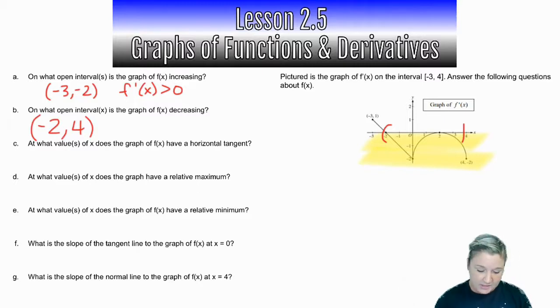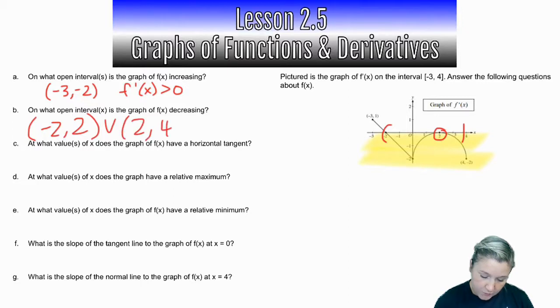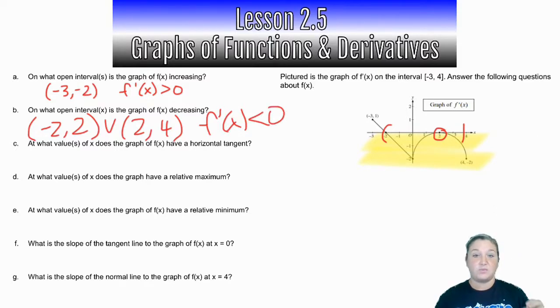And excuse me, that's not necessarily true. It's actually equal to 0 right here. So we actually need to rewrite this. So this is going to be between -2 and 2, unioned with 2 to 4, and this is where f prime of x is less than 0. So decreasing is when the derivative is less than 0.